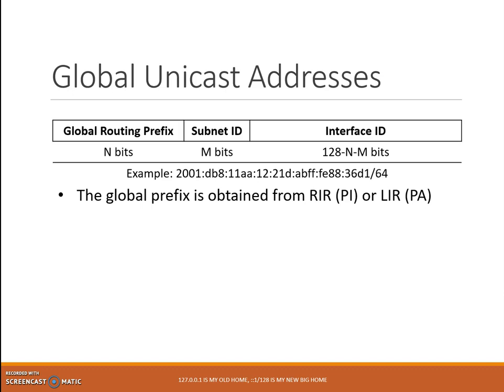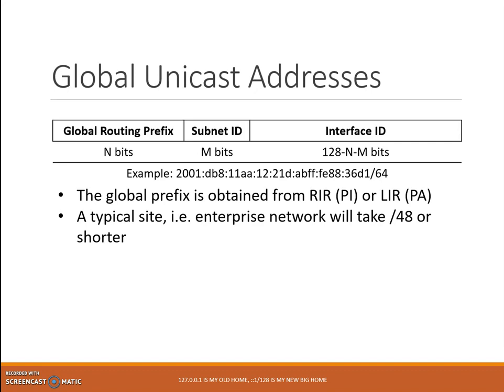The global prefix can be obtained from a regional Internet registry, and the prefix is called in this case provider independent, or it can be obtained from a local Internet registry, and the prefix is called in this case provider aggregate, PA.